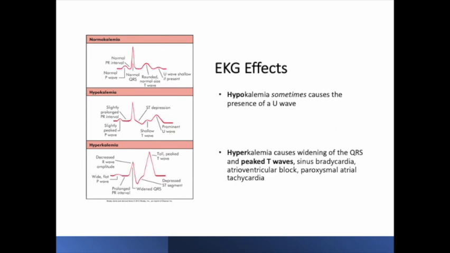So I wanted you to see some EKG effects of hypokalemia. Sometimes it can cause the presence of U waves, which you can see here, which are not normally there. It can also cause the widening of the QRS complex, which becomes very wide, as you can see here, with hyperkalemia. It can also cause sinus brady, AV block, and paroxysmal tachycardia.